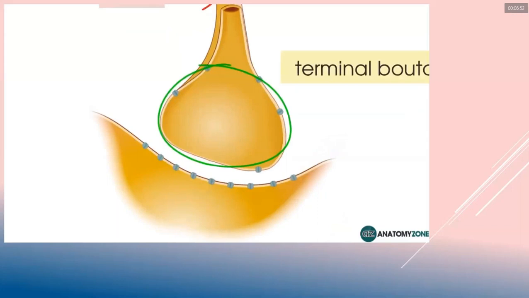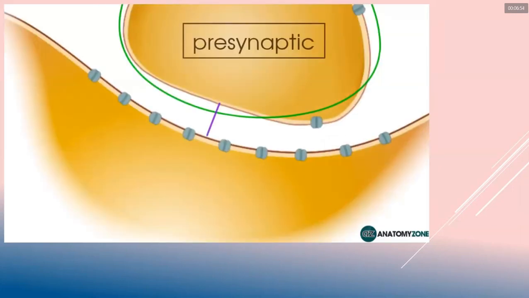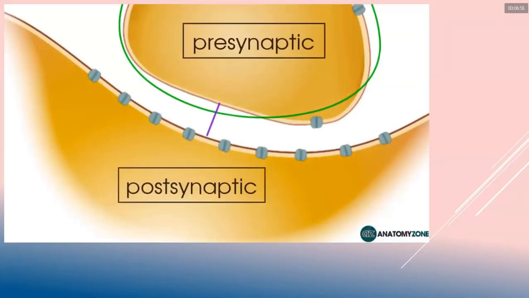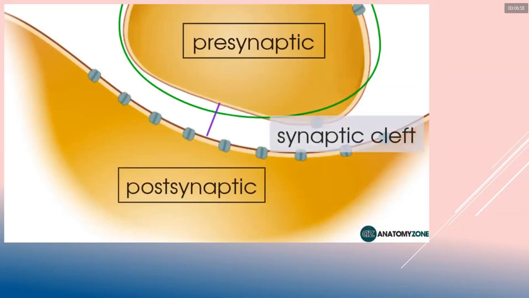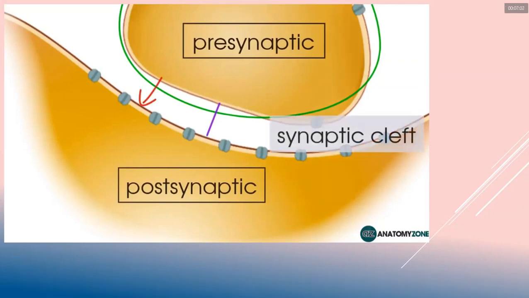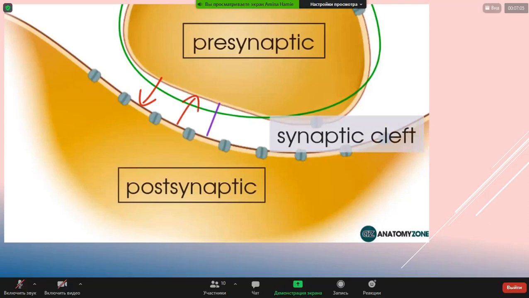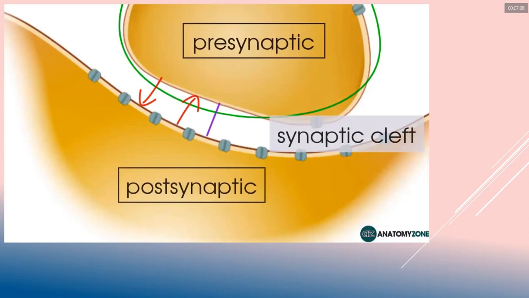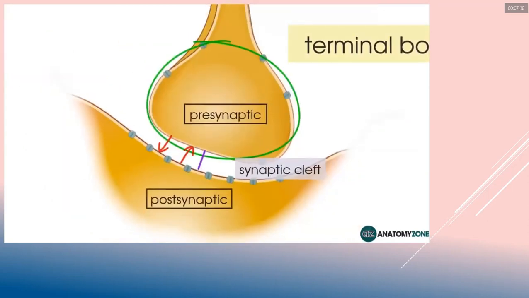You've got this little gap between the presynaptic neuron and the postsynaptic neuron here, and this little gap is called the synaptic cleft. This membrane here is the postsynaptic membrane, and this membrane here is the presynaptic membrane. So let's take a look at what happens at this junction.